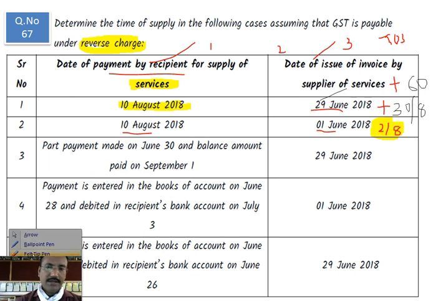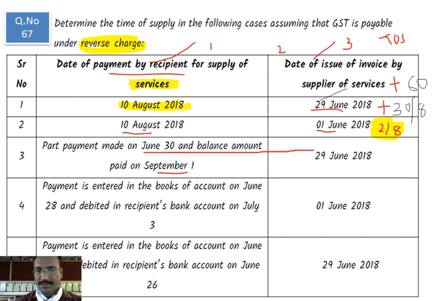Then move to the next question now. In this case, the date of payment is 30th June and the balance amount is paid in September. So you need to find 2 answers. I will go with this answer first. For this, the time of supply is the date of issue of invoice. The same date comes here, 29 June plus 2 months: July, August 30 is the date. 30th August is the date for both cases.